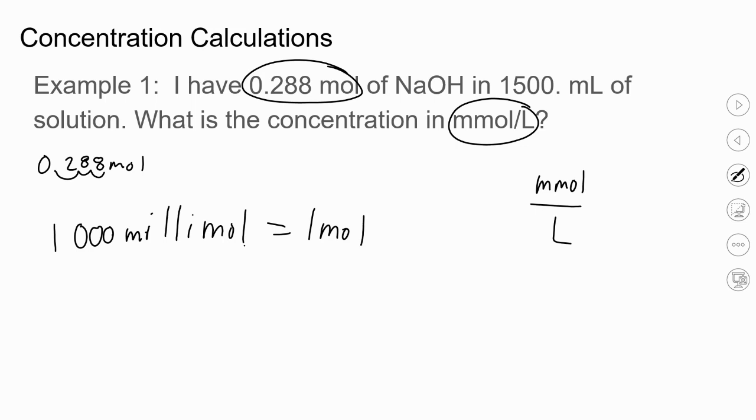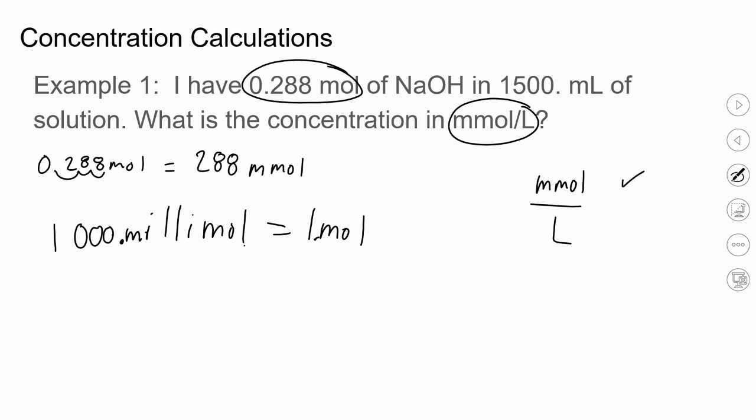Okay, do you agree with that? Yeah. Okay, 1,000 millimoles is 1 mole. Yeah, that makes more sense. Okay, so here's my decimal. We have moles. We need to get to millimoles. So you're saying you need to move the decimal. Yeah. Okay. So 0.288 moles is 288. And I'm going to write millimoles.